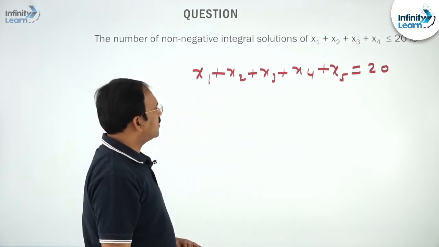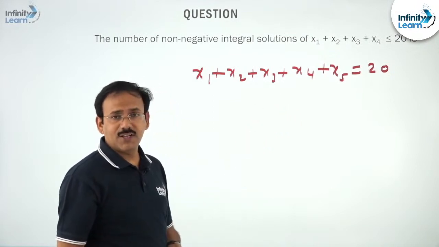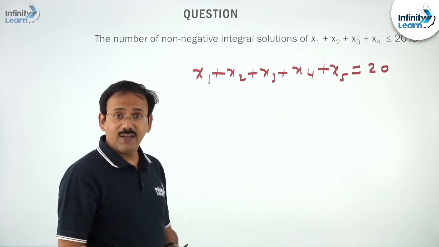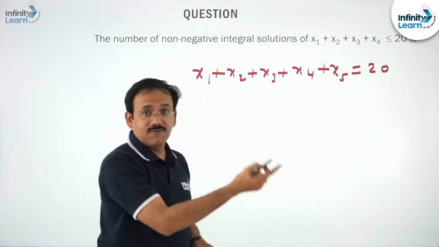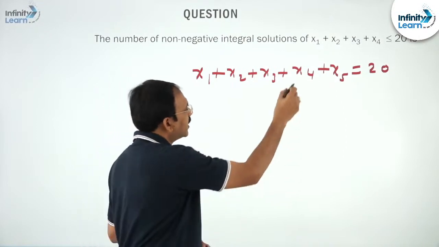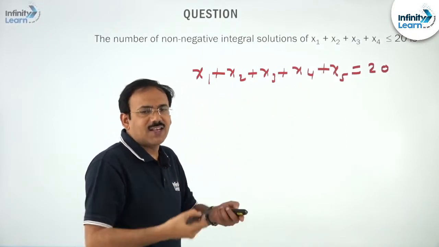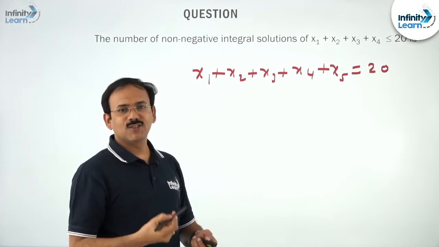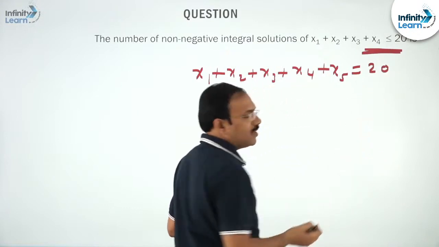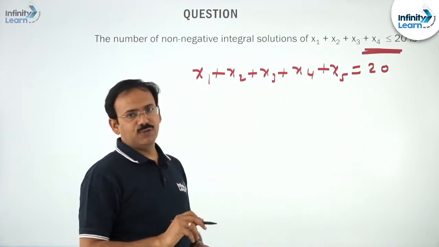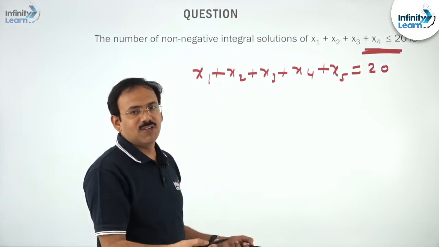That means friends, if you just find the number of non-negative integral solutions, it is enough. Why? When x5 is 0, this is the first equation with sum 20. When x5 is 1, this is equal to 19, the second set. You see, you will be getting all the cases, right? So if at all you are given something like less than or equal to 20, better you introduce a new variable, a dummy variable, so that this becomes an equation.